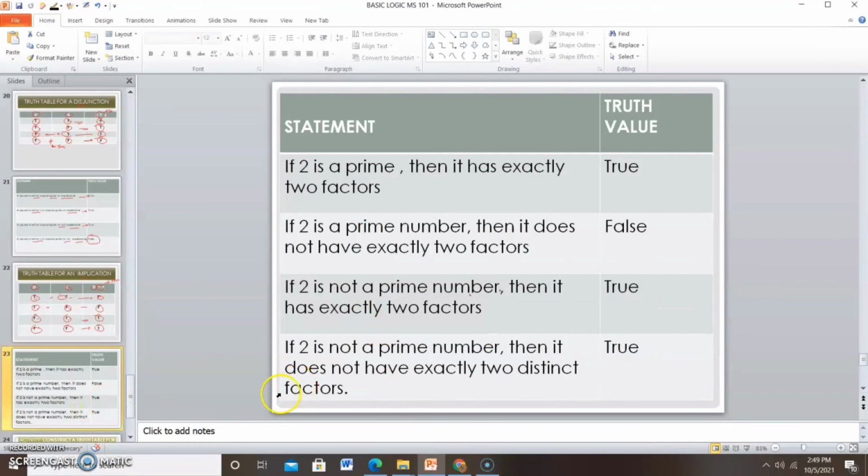For example, statements in implication. If 2 is a prime number, then it has exactly two factors. That is a true statement. If 2 is a prime number, then it does not have exactly two factors. That is false. If 2 is not a prime number, then it has exactly two factors. That is true. If 2 is not a prime number, then it does not have exactly two distinct factors. That is true. So those are example statements in implication.